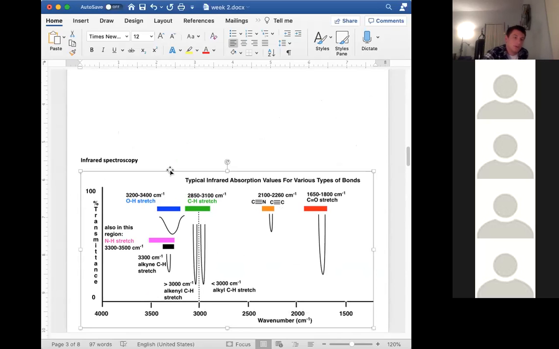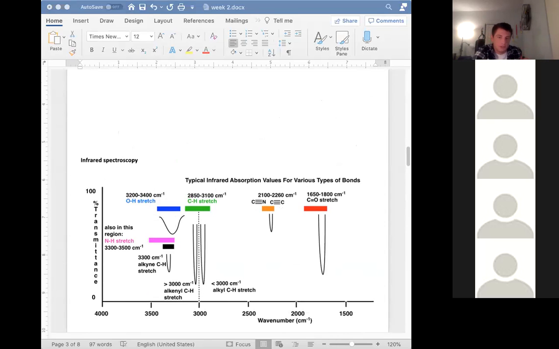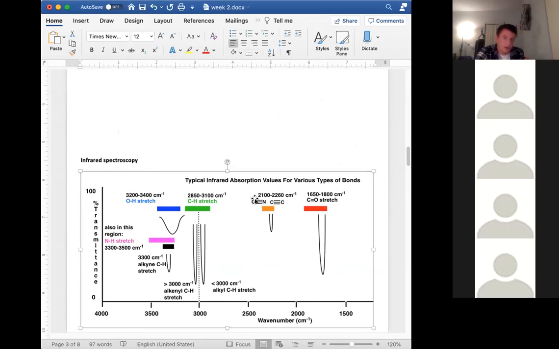All right, so I've always just remembered 3 of them. I've always just kept in mind 3. And those 3 are the carbonyl, the C double bond O, the alcohol, and the amine.